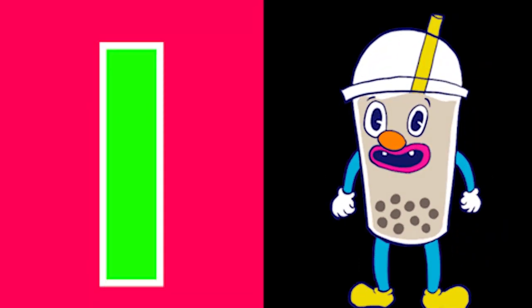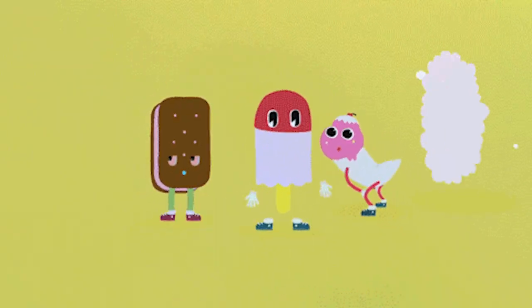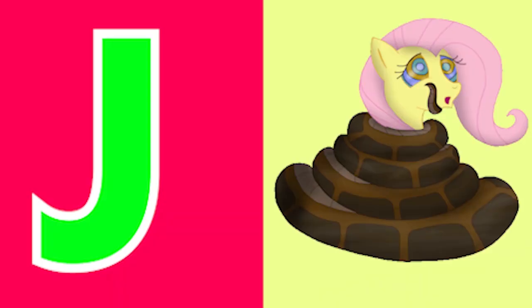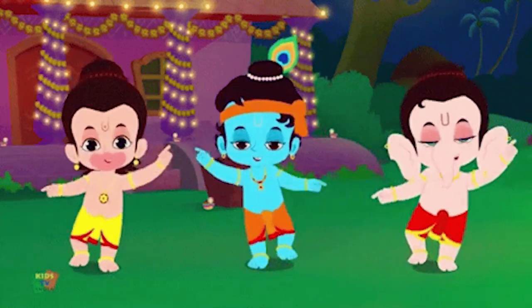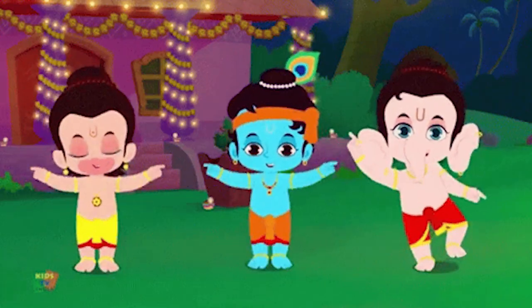I for inkpot, I for island. E, e, e. J for jungle and J for jam. J, j, j.